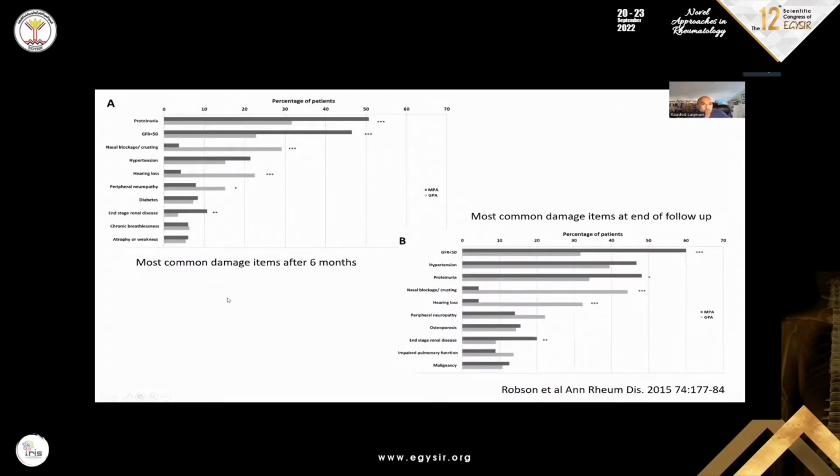The most common forms of damage seen early on would be renal damage in ankylosing, proteinuria, reduction in glomerular filtration rate, but also obviously with the patients with GPA, especially in the gray, you can see upper airways damage and peripheral neuropathy and high blood pressure. By the end of a long-term follow-up study of patients with ankylosing, again, the impaired renal function and blood pressure emerge as the most important, most common features of damage. But again, some of these other features are starting to emerge, particularly malignancy.